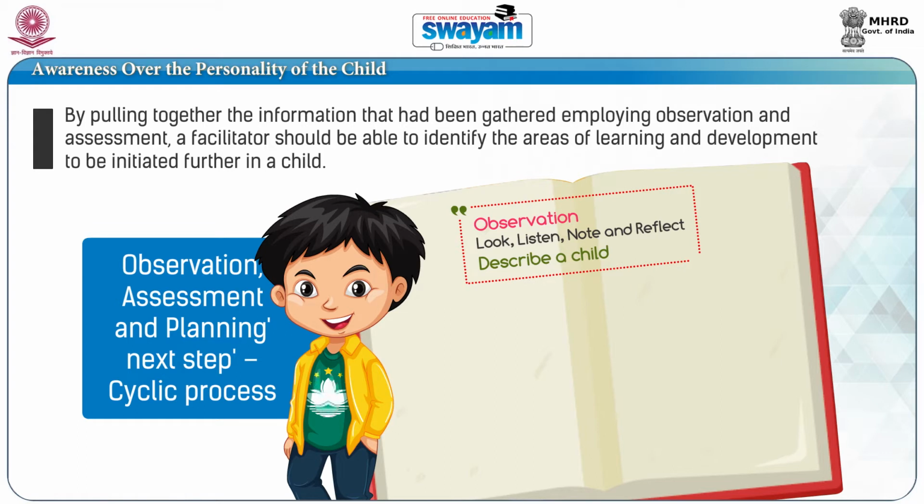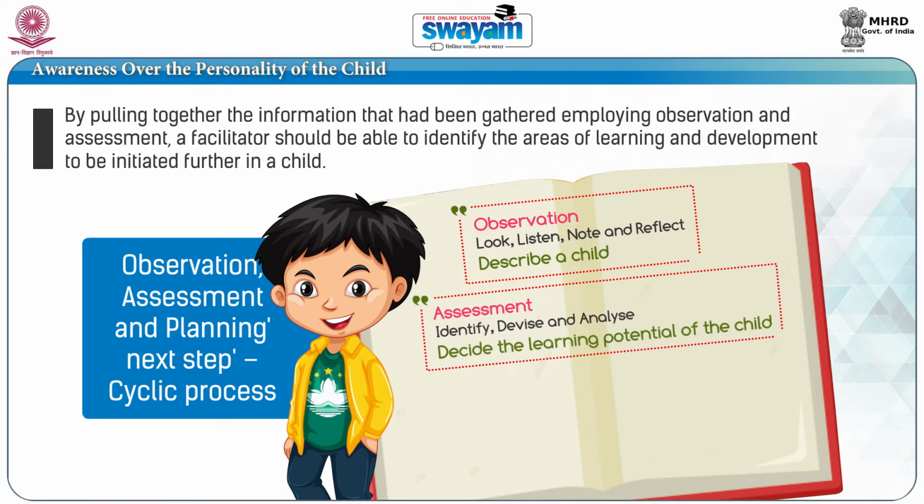The first step is observation. Here, look, listen, note, and reflect are the key tasks of the facilitator. It is to describe a child. The second step is assessment. Here, the facilitator or the educator should identify, devise, and analyze what the child can do and what the child cannot do. It is to decide the learning potential of the child.